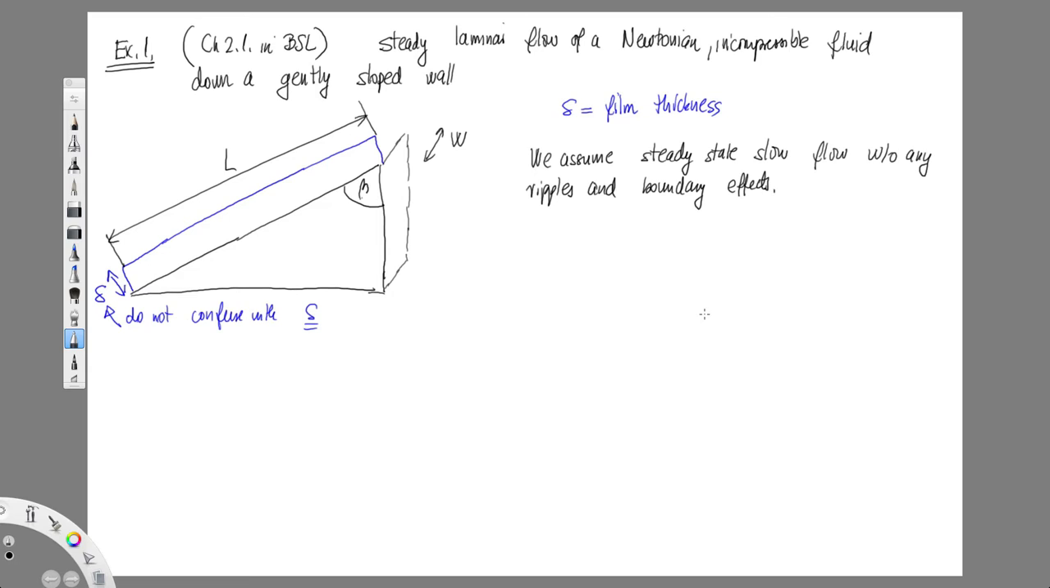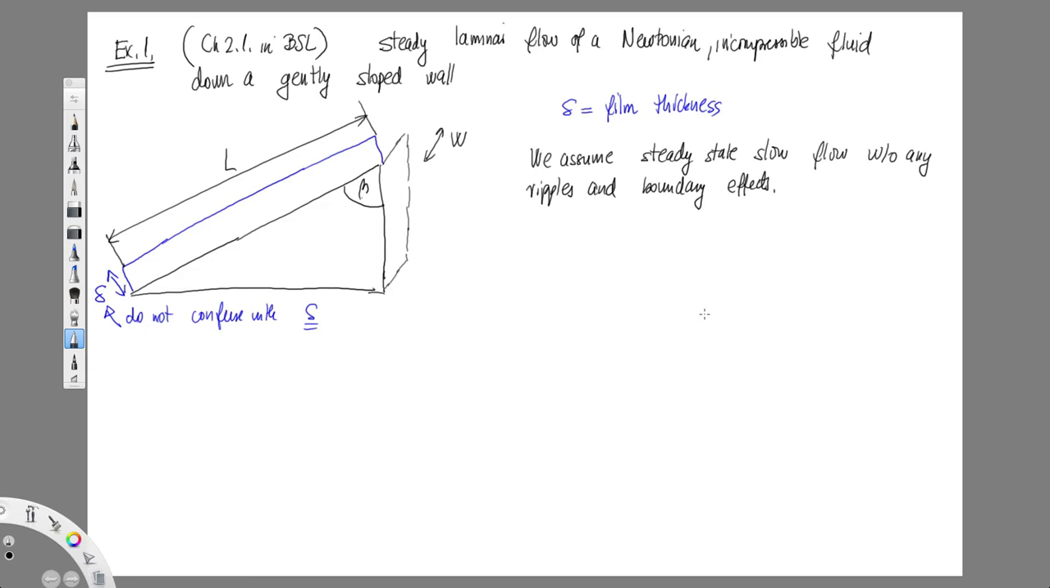So back to, again, this was sort of just to motivate you for what's going to come after this, because we're going to go through a range of examples, but again, it's not even all that surprising what's going to come on your exam, but it still takes a moment to get through these solutions and to be efficient and fast while solving these problems. So let's get going with this one. We said we have steady laminar flow of a Newtonian incompressible fluid, and it's down a gently sloped wall.